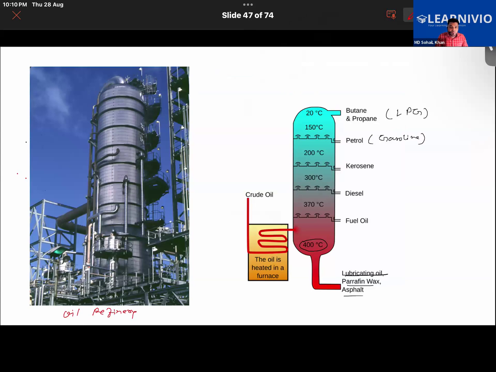So talking about fractional distillation, the concept here is somewhat the same. First of all, in the oil refinery, crude oil is heated in the furnace. As it is heated in the furnace, the different components get separated at different boiling points. Getting it, everyone? Yes, sir.